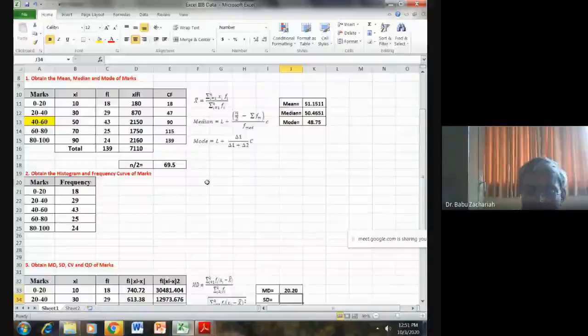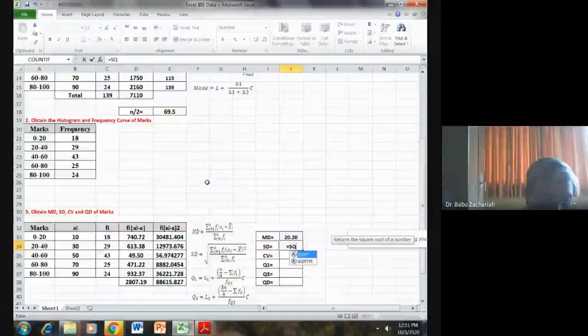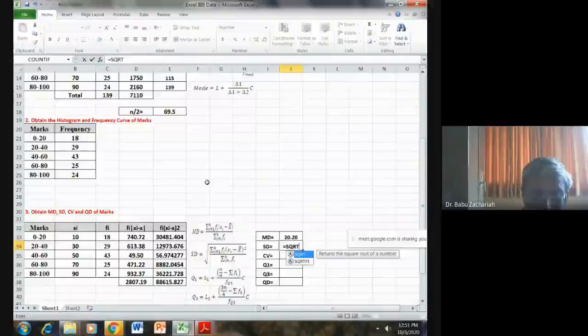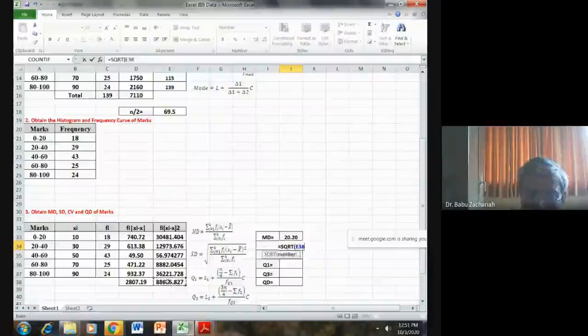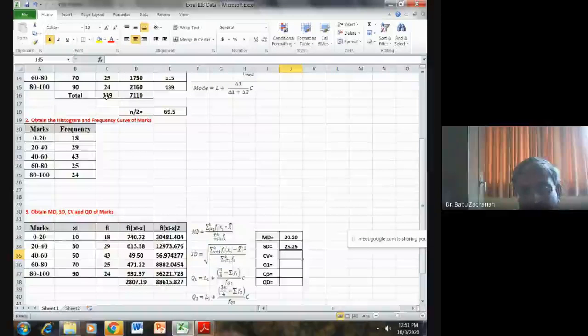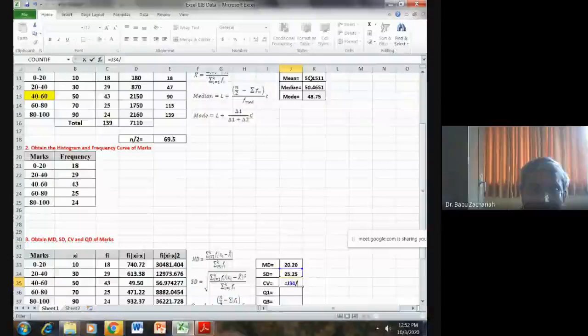So standard deviation again: SQRT, that's the square root, of this total divided by n. And this is standard deviation by mean into 100, the CV.